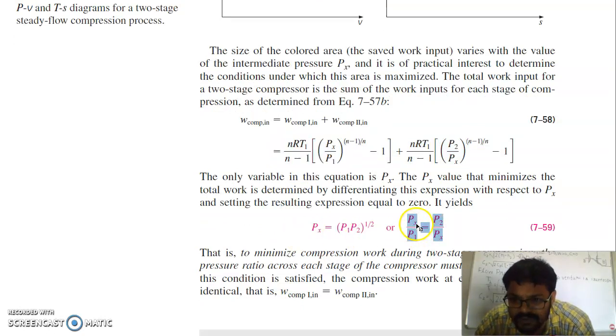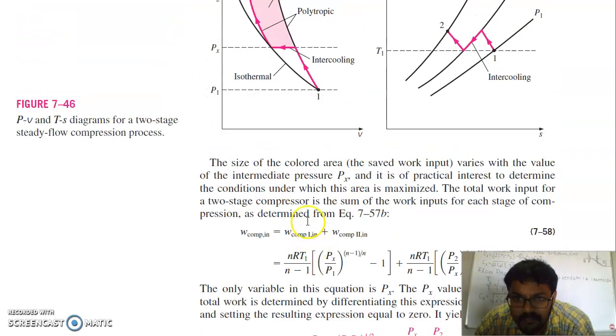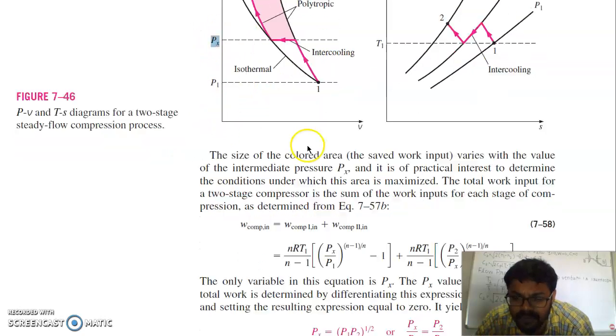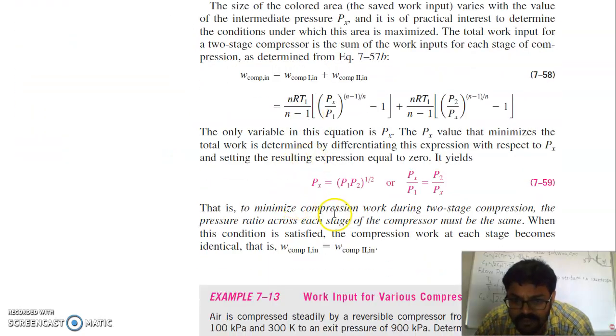Such Px should be such that Px by P1 is equal to P2 by Px. Meaning this Px by P1 must be equal to P2 by Px. So we can find the value of Px from here. It means Px is equal to the square root of P2 P1. So to minimize compressor work during two-stage compression, the pressure ratio across each stage of compression must be the same. Meaning this pressure ratio must be the same.